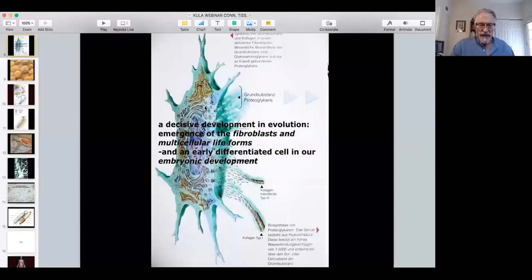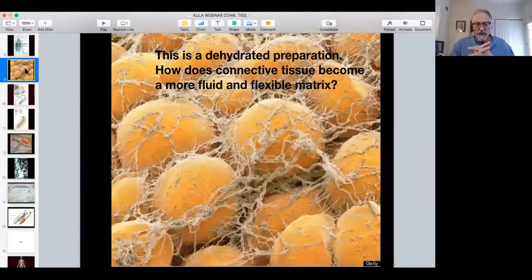So the arrival of this cell in the evolutionary chain of developments was absolutely necessary for any multicellular life form to be assembled and function. And it was an early differentiated cell in our own embryonic development. So this is a dehydrated preparation, but this shows us the fibers that have been produced by the fibroblasts in evolutionary development in our own bodies. And we can see how it forms a fibrous mesh that is connecting individual cells into a collective.